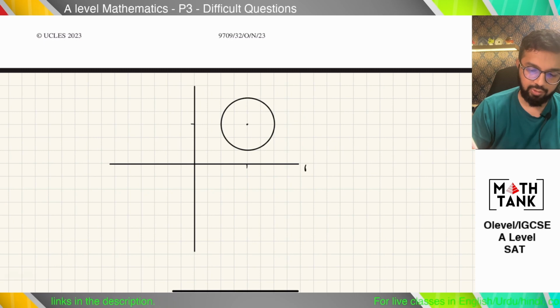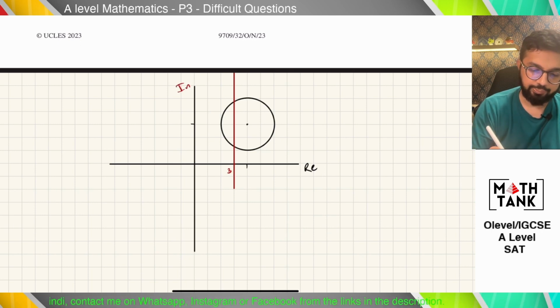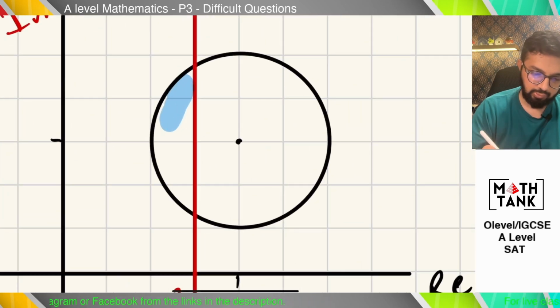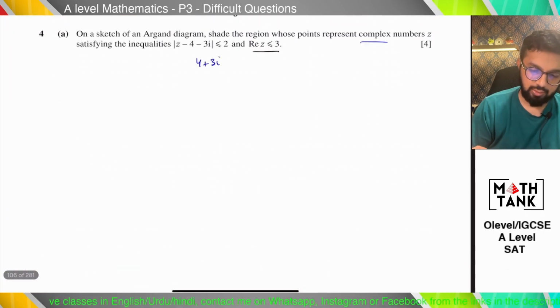So the real value of z, the real coordinate, is here. The real value of z is less than or equal to 3. So I'm going to draw a vertical line at 3 and say that it has to be less than. So I'm going to shade this part only. Okay, then that's the first part.